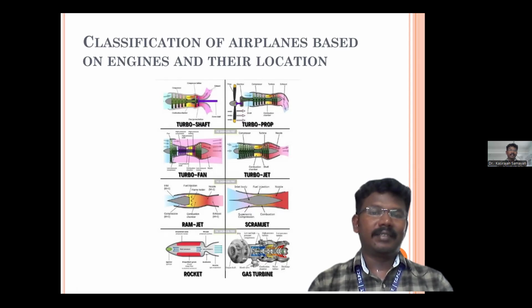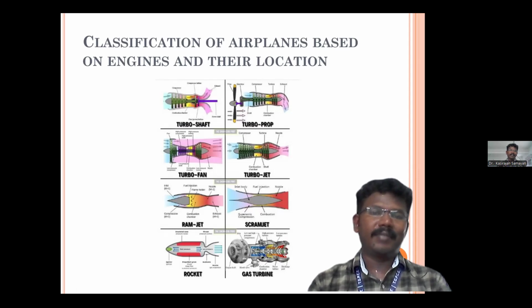Some private jets are also using turbojet engines. It gives more speed, with more thrust power, and a Mach number of more than one. For that reason, this type of engine is preferable for fighter jets, and also when we require more speed of the aircraft, it is suitable.